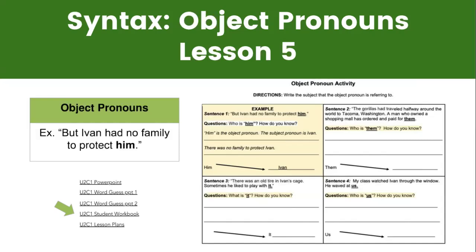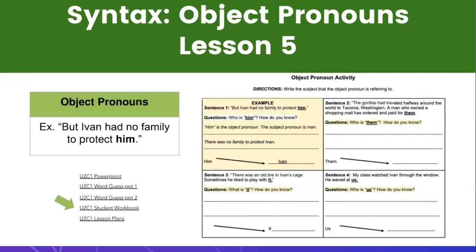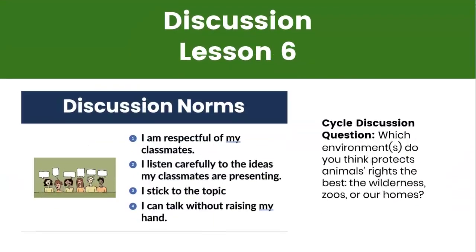We move then to lesson 5, where there'll be a mini lesson on object pronouns. There's an activity in the student workbook that you'll walk the students through. And then finally, for lesson 6, they will have a collaborative discussion around the cycle question, which is, which environments do you think protects animal rights the best? The wilderness, zoos, or homes?